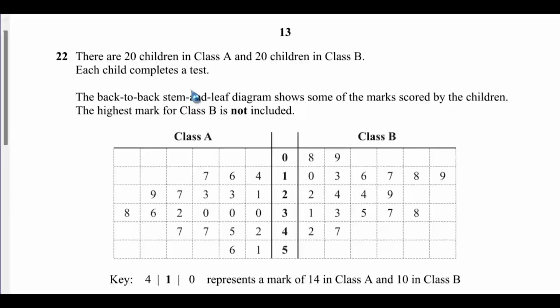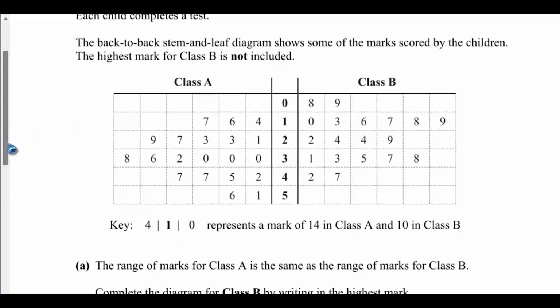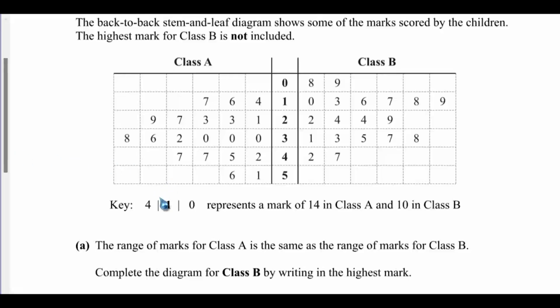There are 20 children in class A and 20 children in class B. Each child completes a test. The back-to-back stem and leaf diagram shows some of the marks scored by the children. The highest mark for class B is not included. So this is the back-to-back stem and leaf diagram. So the key is this: 4 | 1 | 0. So 1 4 represents a mark of 14 in class A. Then 1 0 represents 10 in class B.